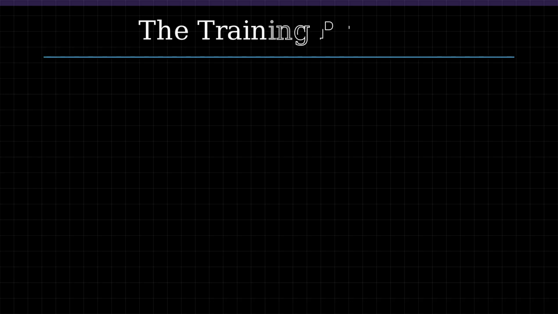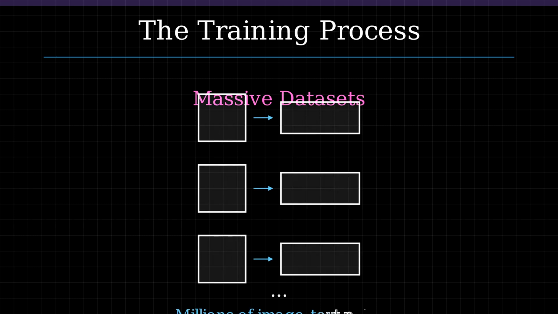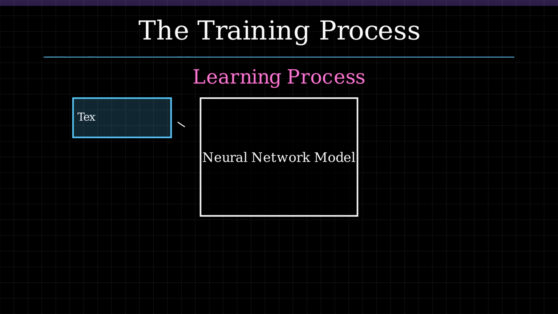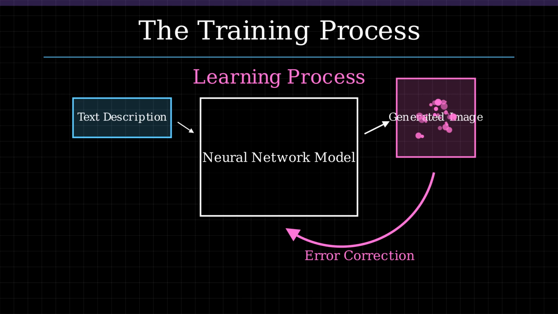The training process of text-to-image models involves several critical components. Text-to-image models require massive datasets consisting of millions of image-text pairs. Each pair connects a visual element with its textual description. During training, the model learns to associate textual descriptions with visual features. The neural network processes text inputs and attempts to generate corresponding images. The model then compares its generated output with the actual image, correcting its internal parameters through a feedback process.